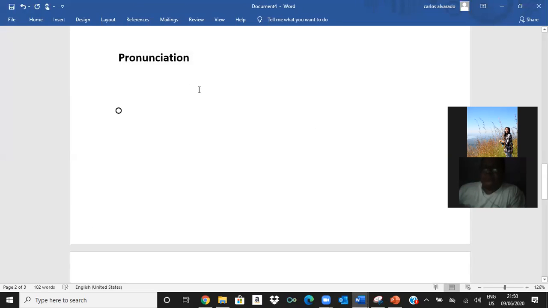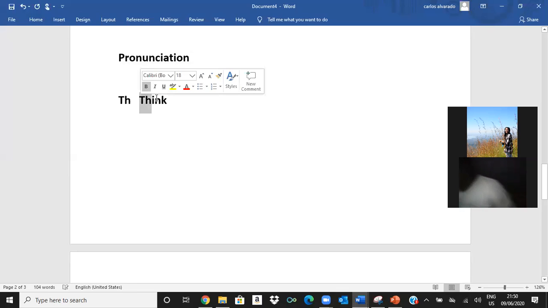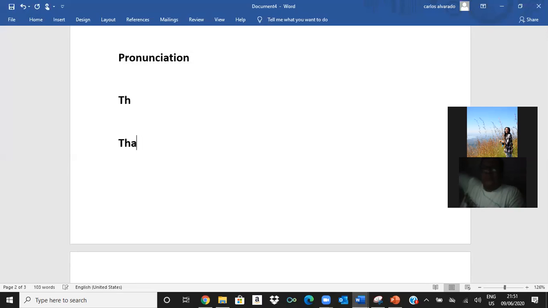Now, pronunciation in English, we have the TH sound, okay? Now, the TH sound in Spanish doesn't exist. For example, when you say the word think, this TH sound does not exist in Spanish, okay? So sometimes we can confuse them, and then we can have a problem with pronunciation. So let me first tell you, there are two TH sounds. One that is voiced, and one that is voiceless, okay? I'm going to explain in a little bit, okay?